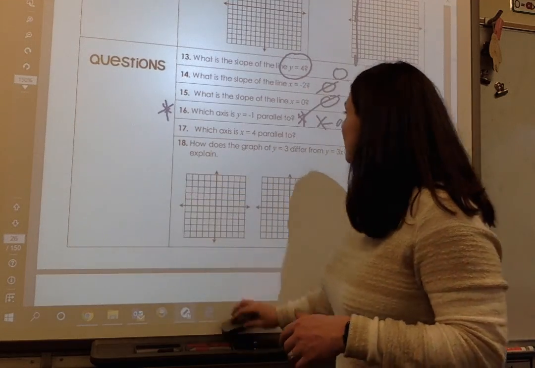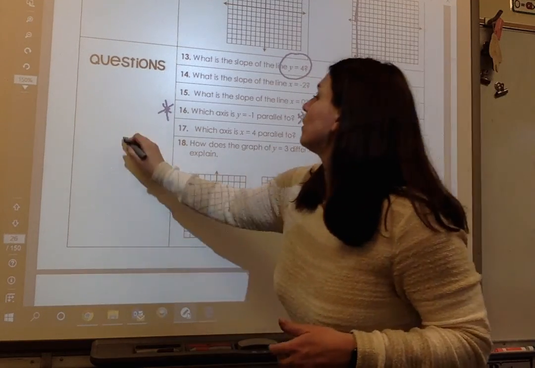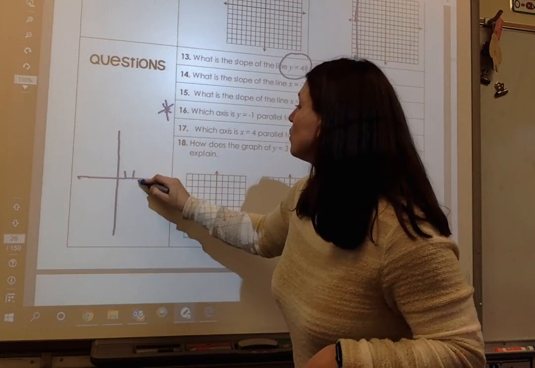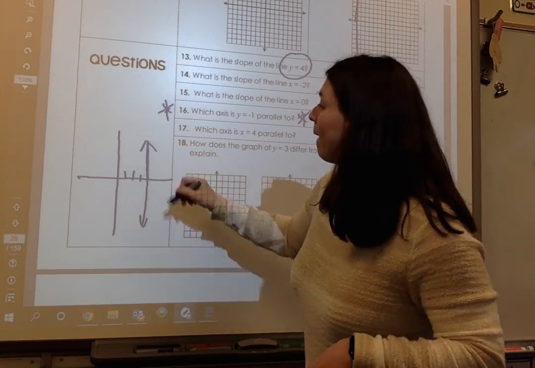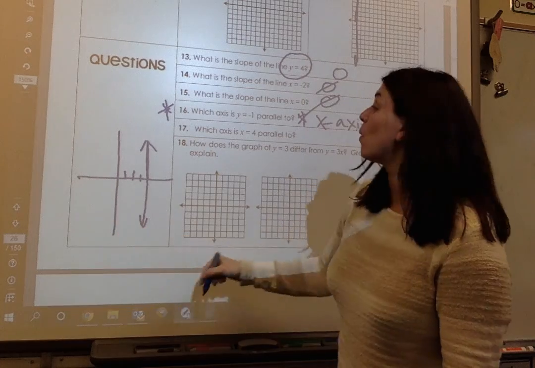Which axis is x equals 4 parallel to? Well, let's draw a picture of x equals 4. 1, 2, 3, 4. Which axis is parallel to that? My y-axis.